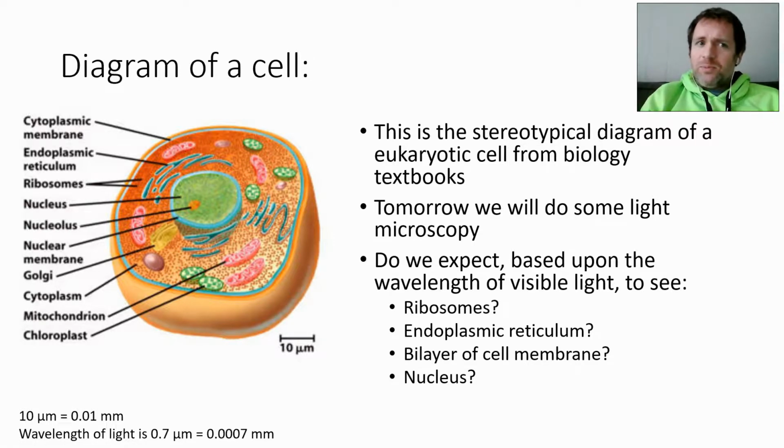Why I wanted to go over microscopy and cells before we actually do microscopy to look at cells is I want to set our expectations. So the size bar down here is 10 micrometers, which is equivalent to 0.01 millimeters. If I were to tell you the wavelength of light is 0.7 micrometers, which is 0.0007 millimeters, do we expect to see ribosomes, endoplasmic reticulum, the bilayer on the cell membrane, and the nucleus? So, pause the video, come back with an answer, and then we'll move ahead.